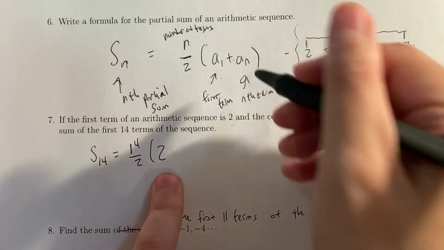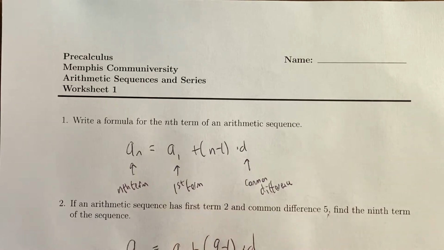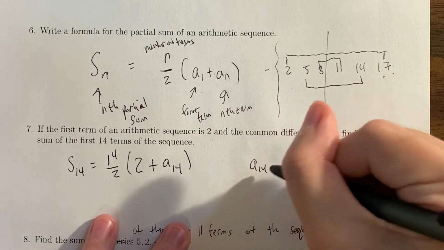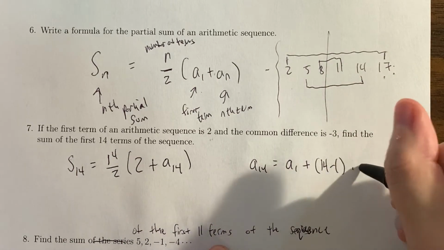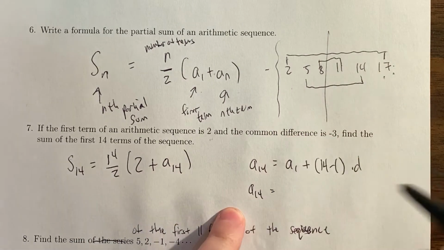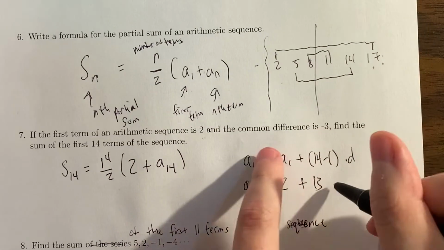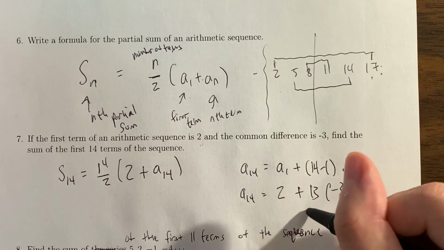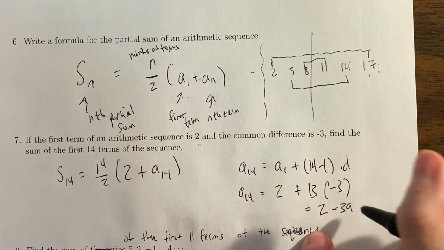Then we need to find an, which is going to be a14. But we don't know a14 because it's not given. So to find a14, we're going to use this equation right here. So a14 is equal to a1 plus 14 minus 1 times d. So this is where the common difference comes in. It will allow us to find a14. So a14 is going to be 2, because it's the first term, plus 13, 14 minus 1, times -3. So this might get kind of annoying in terms of multiplication, but it's 13 times 3. 13 times 3, I believe, is 39. So it's going to be 2 minus 39, which is -37.